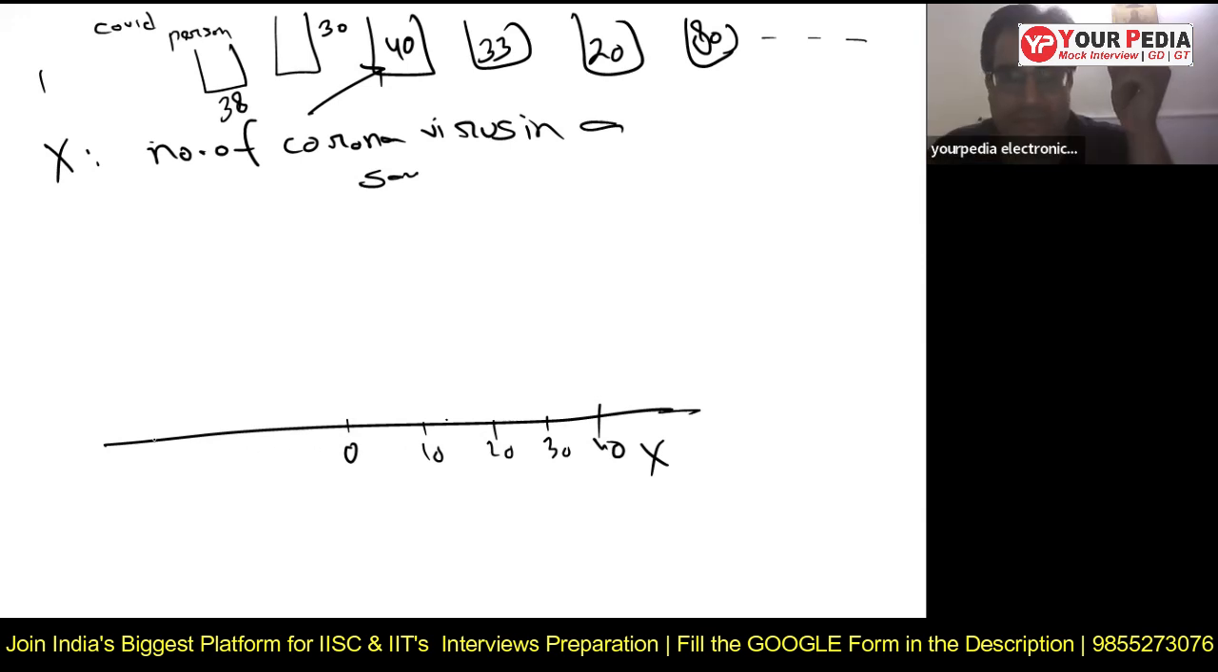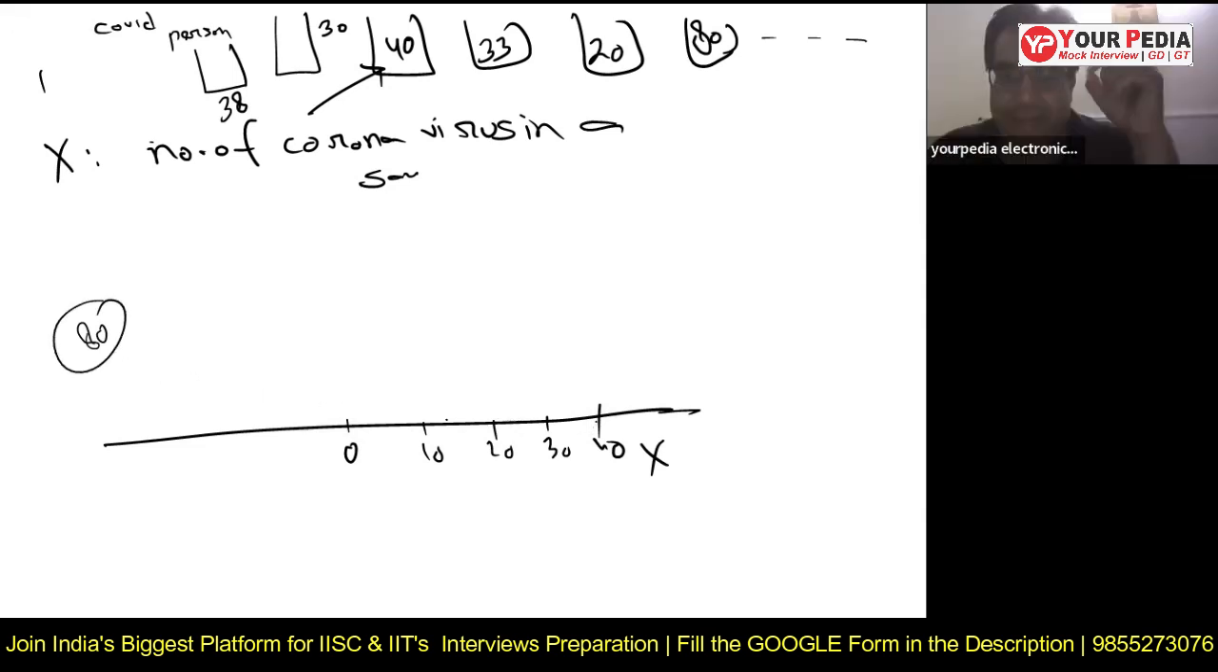So the random variable is not taking negative values. There is no negative coronavirus. Now we found that the number of people having 20 coronavirus is 80. So this is the frequency.